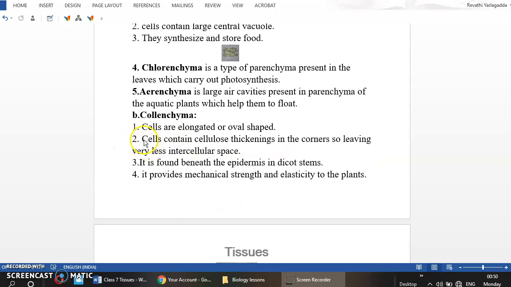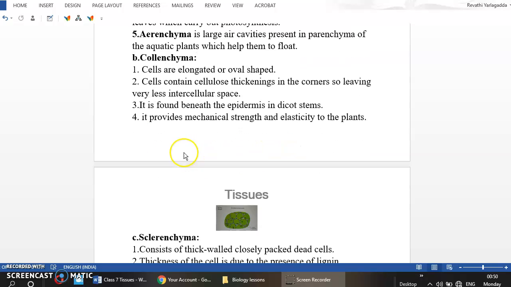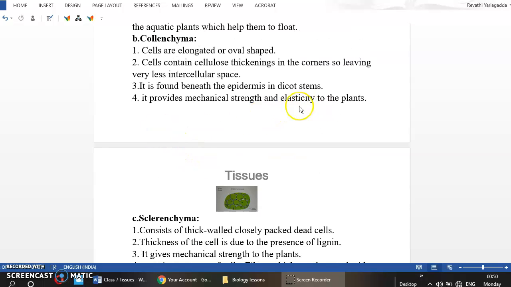Next is collenchyma. Cells are elongated. We have already seen the characteristics with the help of a diagram. They are oval shaped. Cells contain cellulose thickenings in the corners, leaving very little intercellular space. It is found beneath the epidermis in dicot stems. It provides mechanical strength and elasticity to the plants.